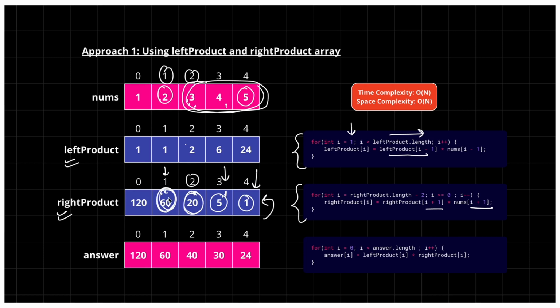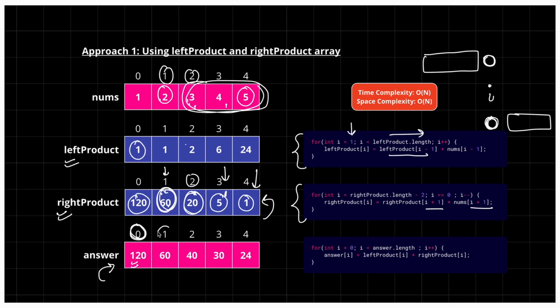Okay, great. So that means at any index i, the left product can be fetched from that particular index only, because the left product array stores the product of the left side only. And the right product is also stored at the same index, because the right product array stores the product of the right side at this index, right? So at any point when I will be calculating my answer array, for example, if I want to fetch the product at index 0, I can simply multiply this and this, which will be 120.